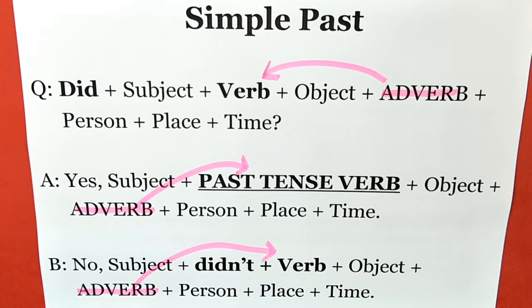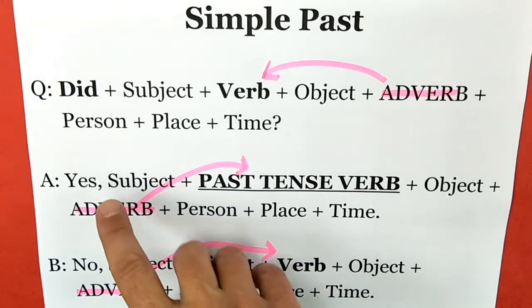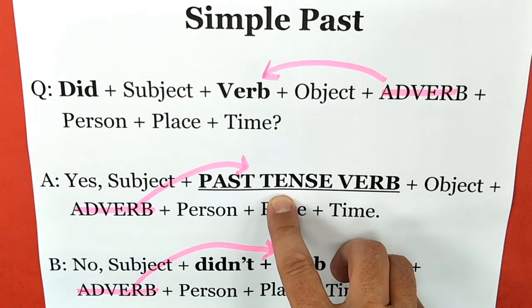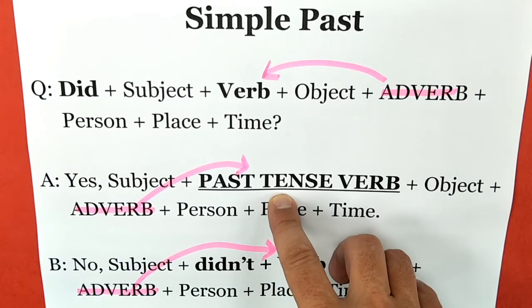Alright, the answer: yes, comma, subject plus past tense verb, plus object plus adverb plus person plus place plus time. Here, when we answer yes, the affirmative statement, we must use the past tense verb. Alright, it could be the verb plus ed or an irregular verb.